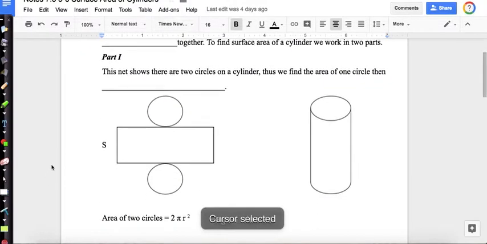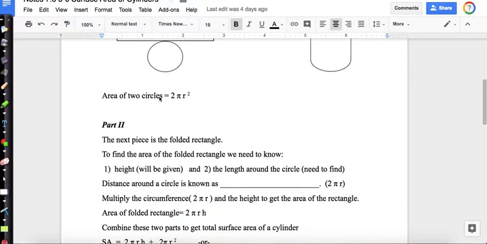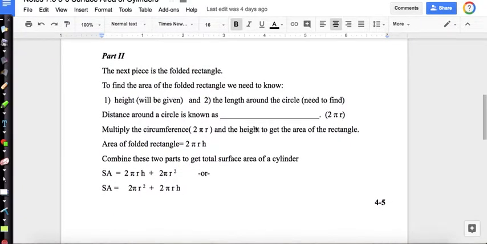Now moving right along. The area of two circles equals 2 pi r squared. That means 2 times pi times radius squared. The 2, remember, is from two circles, and the pi r squared is the formula for the area of a circle. So now let's talk about the second part, which is the folded rectangle.